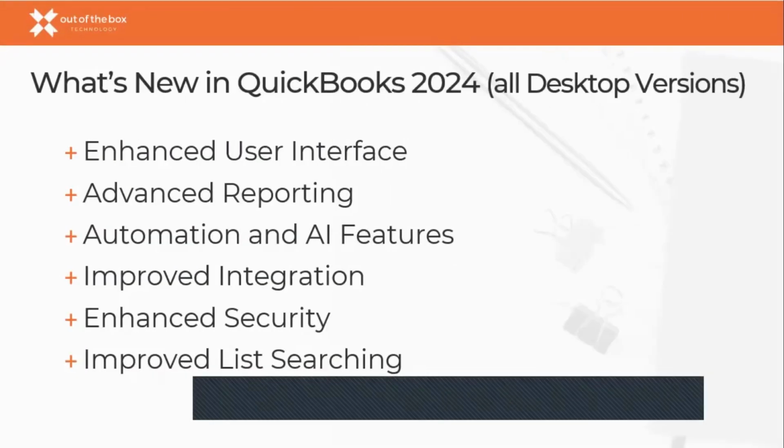So we're talking about what's new in QuickBooks 2024, and we're going to look at all the desktop versions first. So we're going to be looking at the enhanced user interface, advanced reporting, automation and AI features, improved integration, enhanced security, and improved list searching.